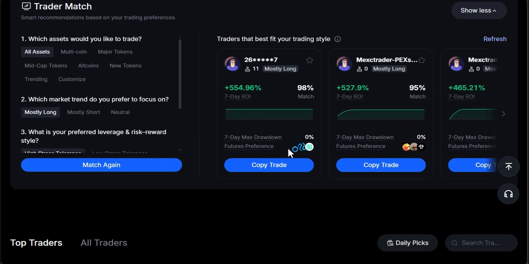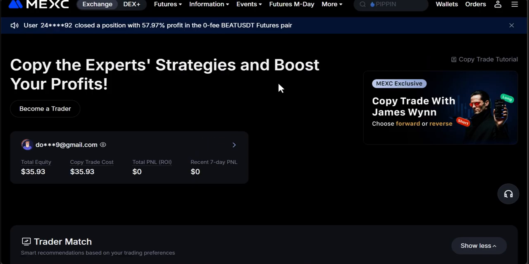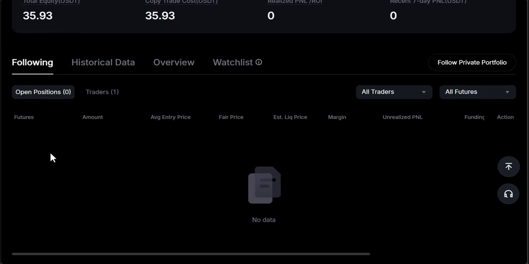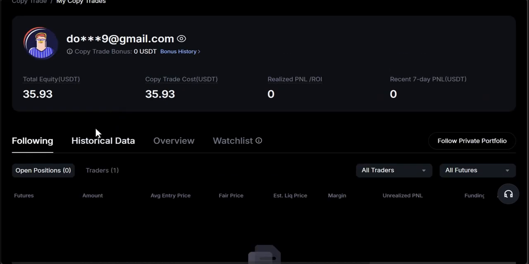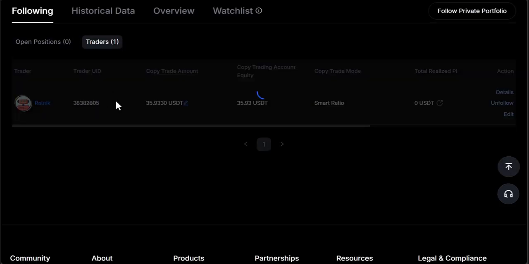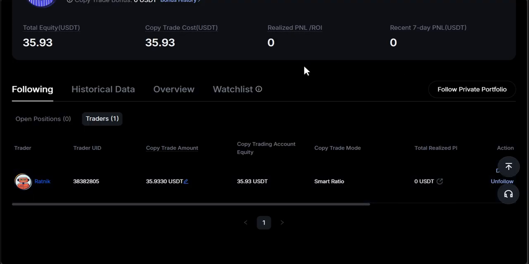Now look, copy trading is not completely passive. You need to monitor your positions. Go to the copy trading dashboard and click on your profile to manage everything. Here you can see all your active copy trades, your current equity, copy trade cost, realized P&L or ROI, and 7-day P&L in USDT terms. This gives you a complete overview of how your copy trades are performing in real time.